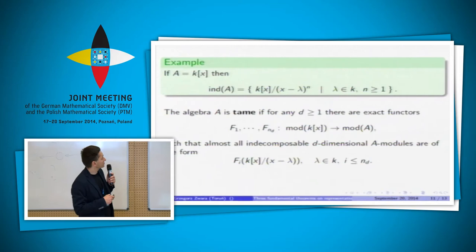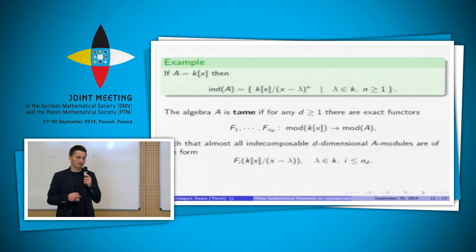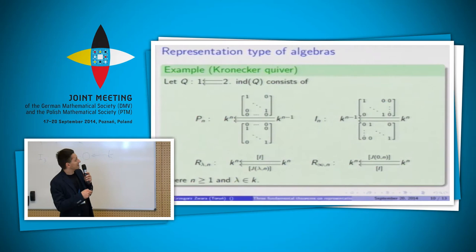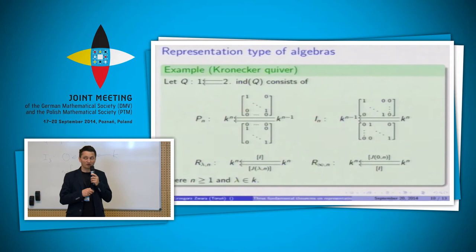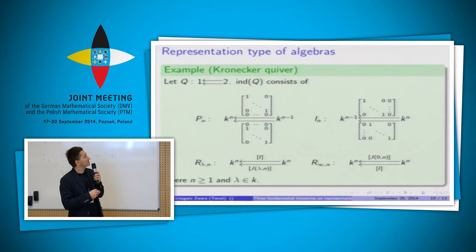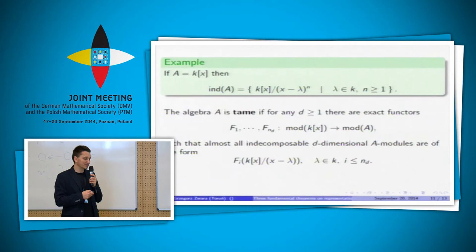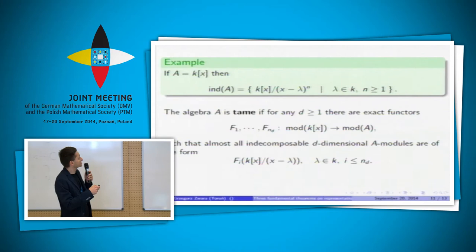In spite of this definition, in the previous example exactly these modules can be obtained as images of corresponding exact functors. So for all the dimensions we don't need many, because we have only two isomorphism classes of indecomposables, and for d even we consider one such functor. So this n sub d for d even is equal to one.